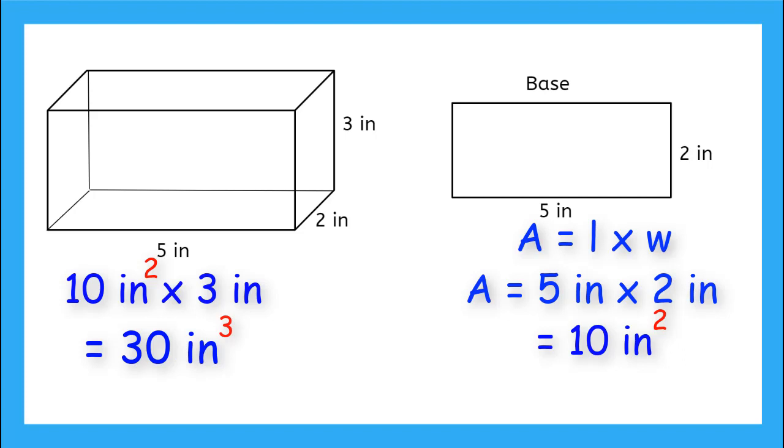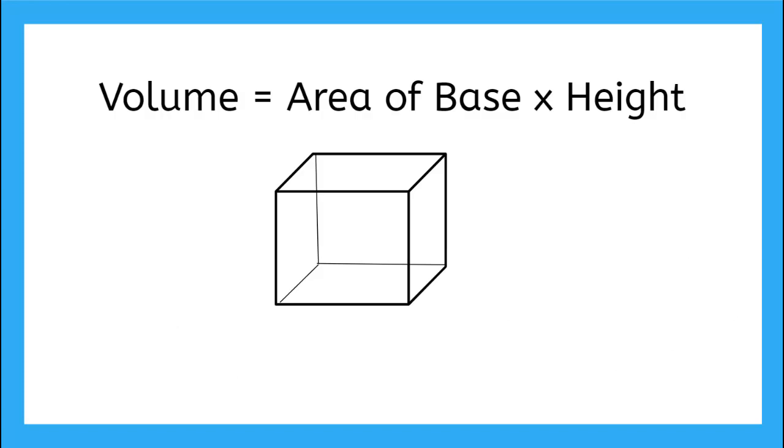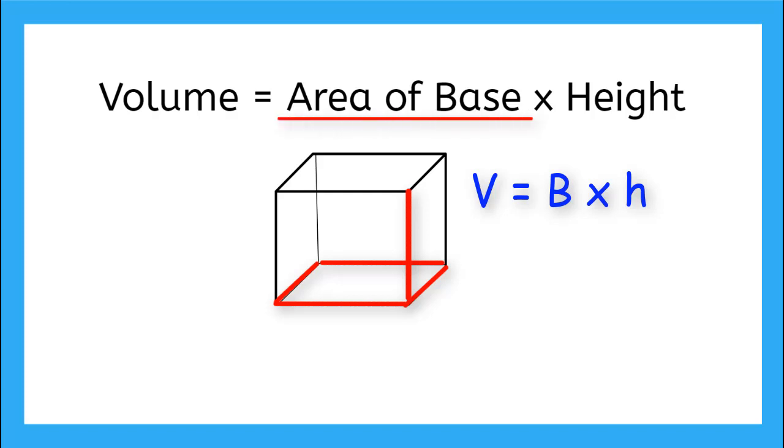And this is how we can determine a formula for volume. We can find the area of the base and multiply it by the height. We can write this formula as V equals B times H, where B stands for the area of the base.